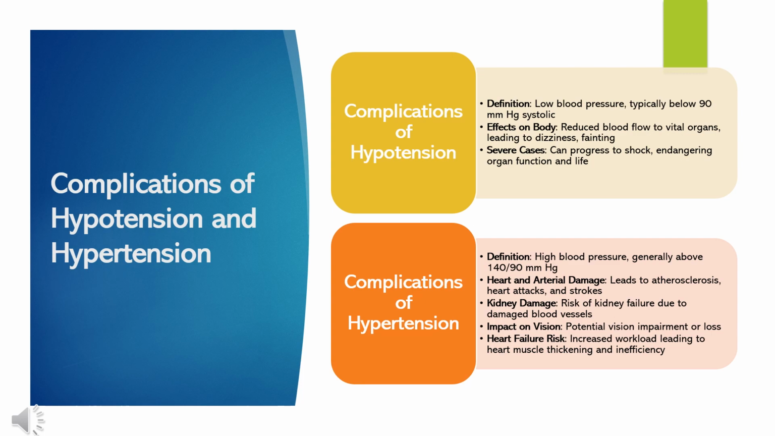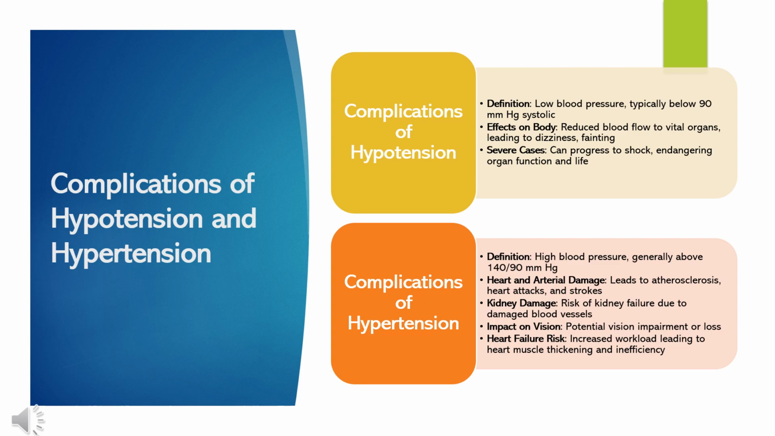So, hypotension, or low blood pressure, means that the blood isn't exerting enough force against the arterial walls. Normal blood pressure keeps blood flowing to all the parts of the body. But when it drops too low, typically below 90 millimeters of mercury systolic, it can lead to various issues. With lower blood pressure, blood flow to vital organs, including the brain, can be compromised. This can result in symptoms like dizziness and fainting, indicating insufficient blood and oxygen supply to these organs.